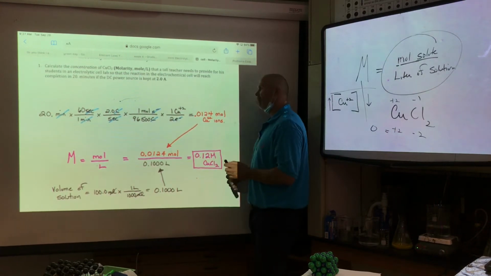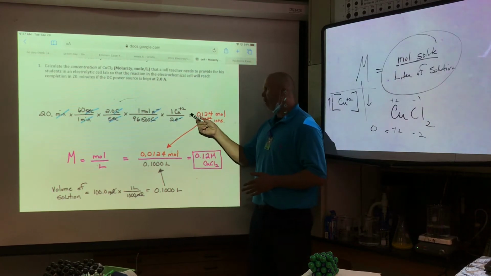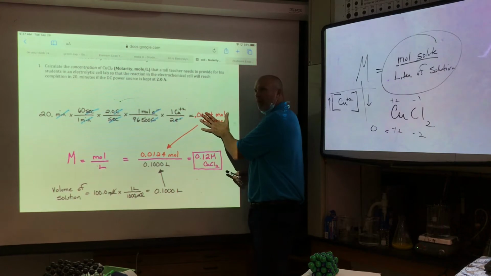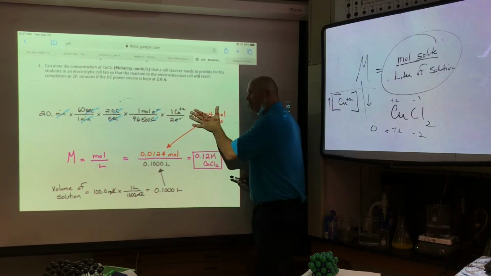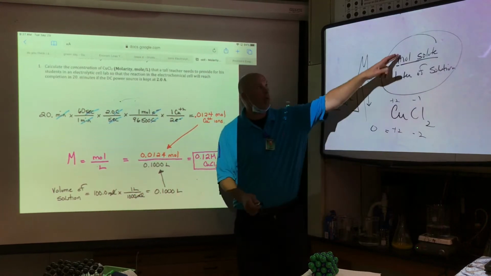Now people that are robots and trying to memorize these problems would say, okay, what happened to the 64 grams equals 1 mole? I wasn't solving for how many grams of copper, I wanted just moles. So I wouldn't use that. Okay, so I got moles. Hey, top of molarity.